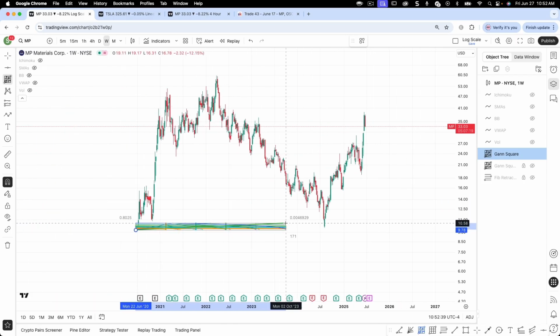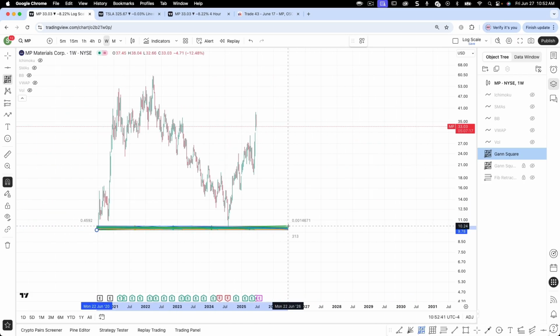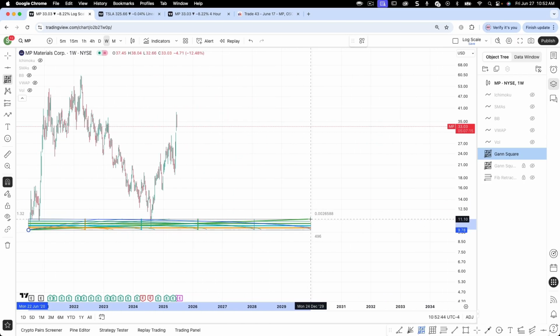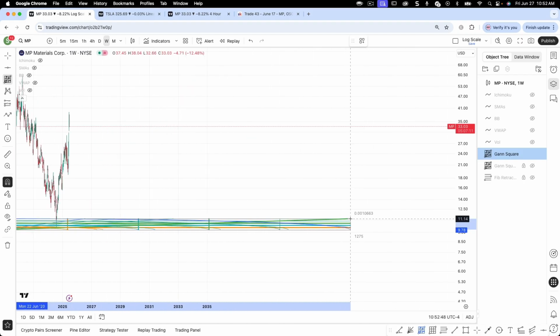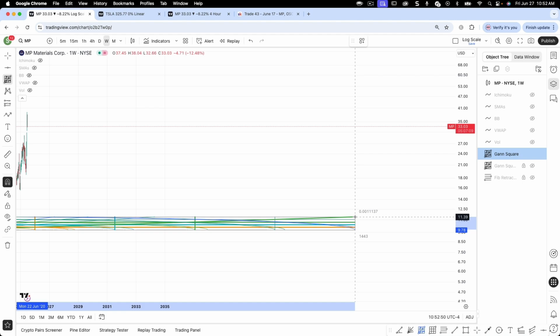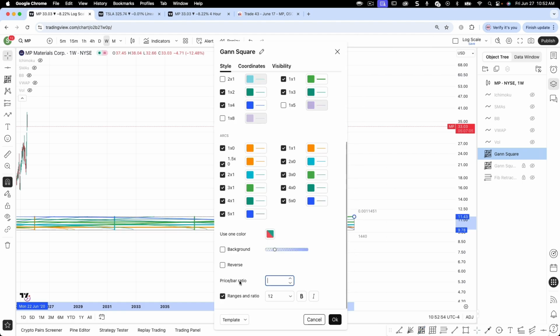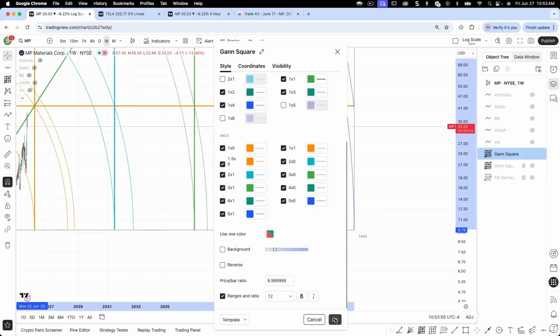So we'll click there, and then we drag it out. Now there's certain numbers that you want to drag it out to, and I'm going to include those below this video. But for this particular example, we want to go up to 1440. So we drag it out to 1440. And in the settings, we want to go to the price bar ratio. And there are numbers that you try out for this. And for this particular one, 10 works the best.